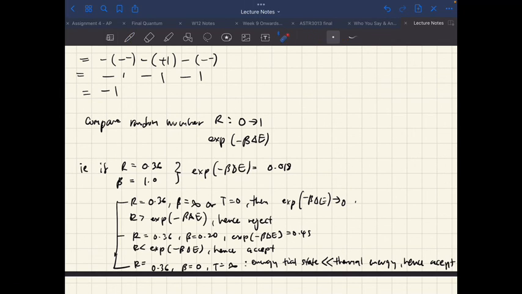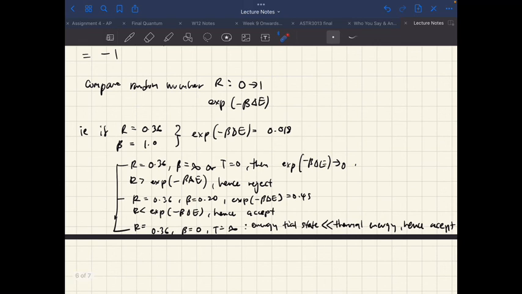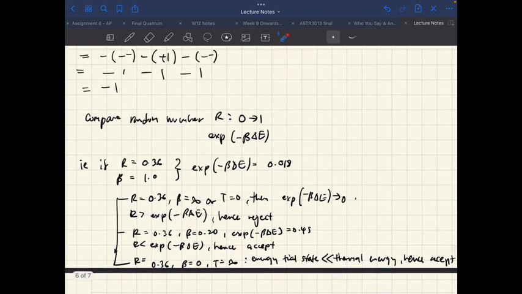If we have a definite value of beta and the exponential is bigger than R, then we accept the trial state. The same goes when T is really large. If T is really large, the trial state will always be lower than the thermal energy, so we accept it. That's it for today. Thank you.